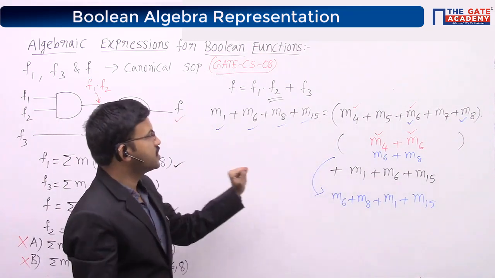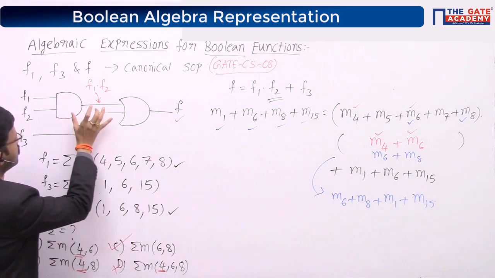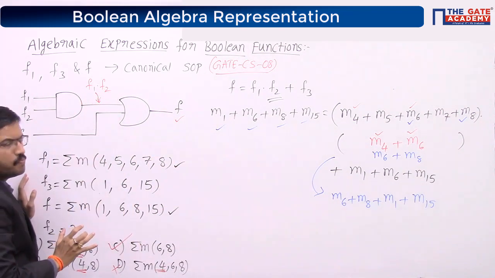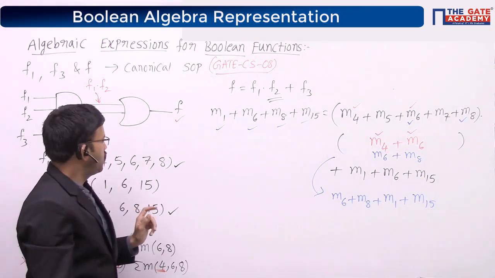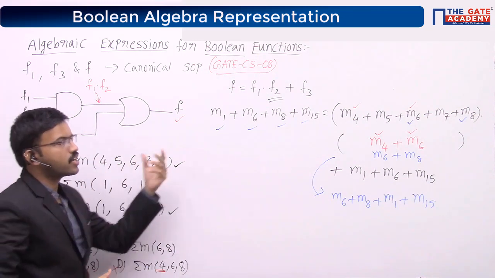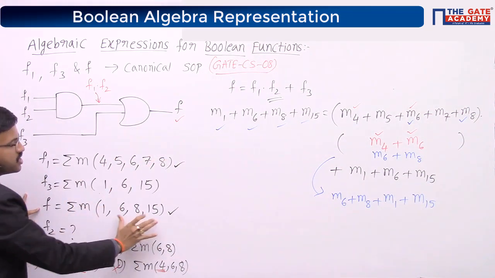I am repeating once again. See here, the output expression we have written. The output of the AND gate is F1 F2. The output of the OR gate is F1 F2 plus F3. Here he has given 3 functions, and I have considered those data. F is what? Sigma m 1, 6, 8, 15.